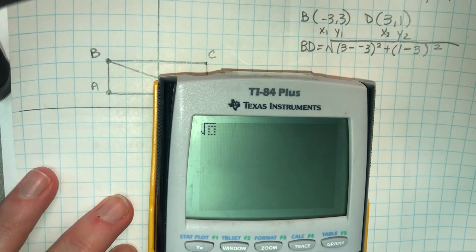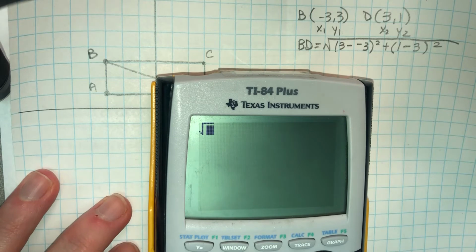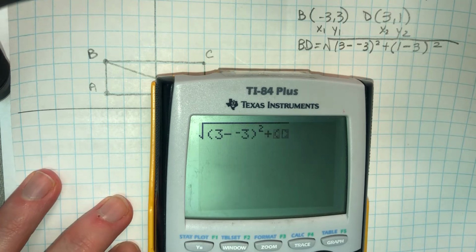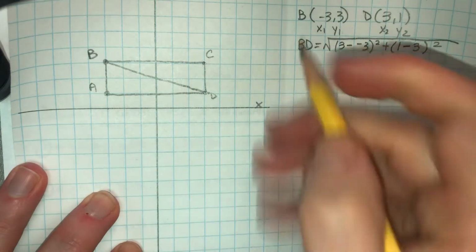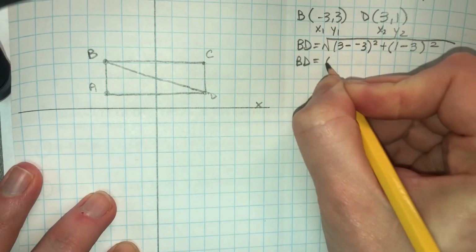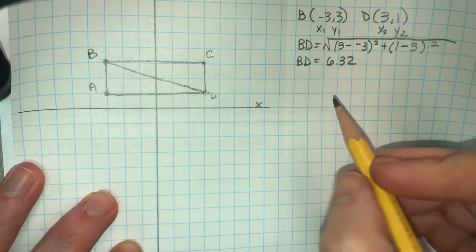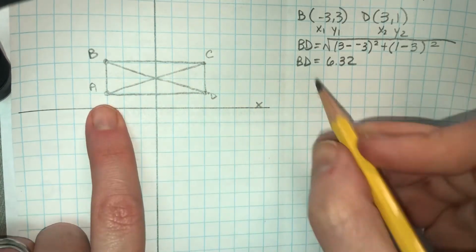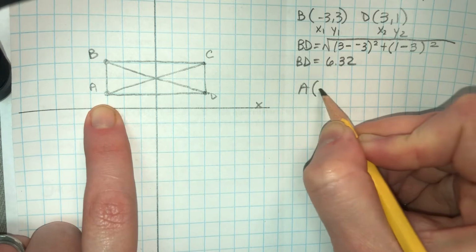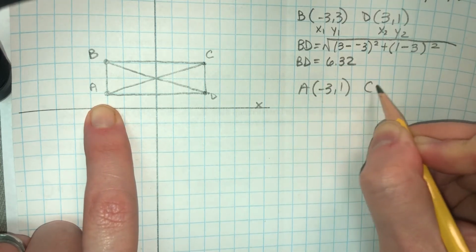Square root, parentheses, 3 minus -3, close parentheses squared, plus new parentheses, 1 minus 3, close parentheses squared. So this gives us 6.32. BD equals 6.32. Now, let's find out if the other diagonal is congruent, from A to C.